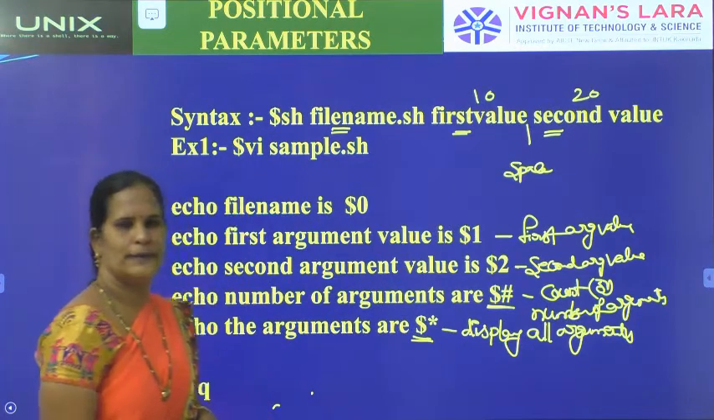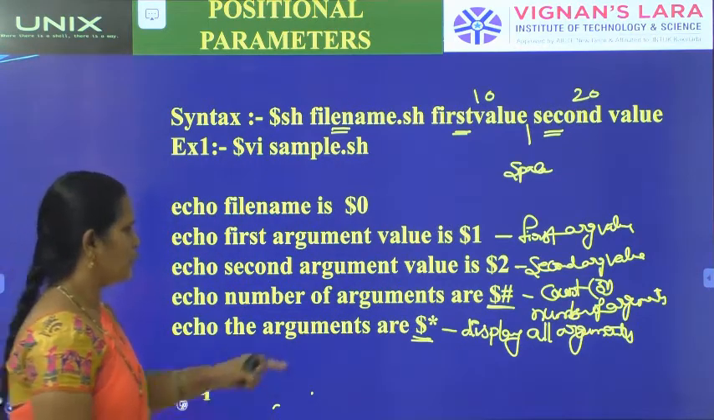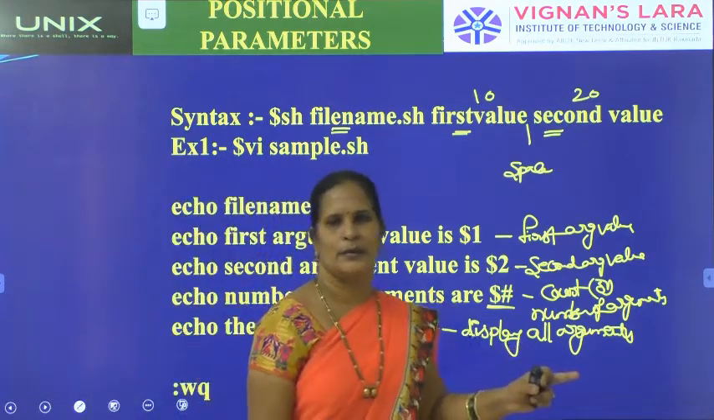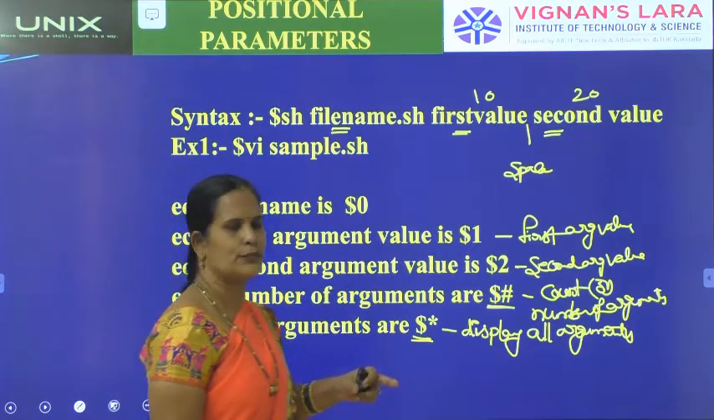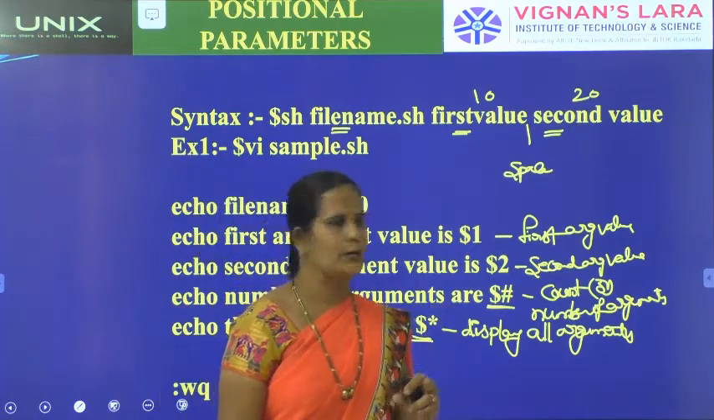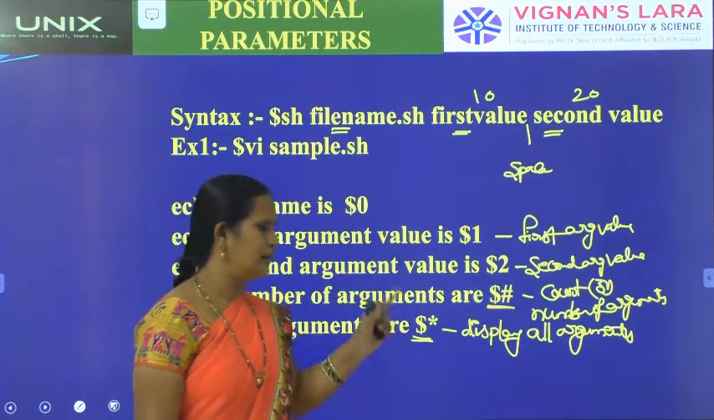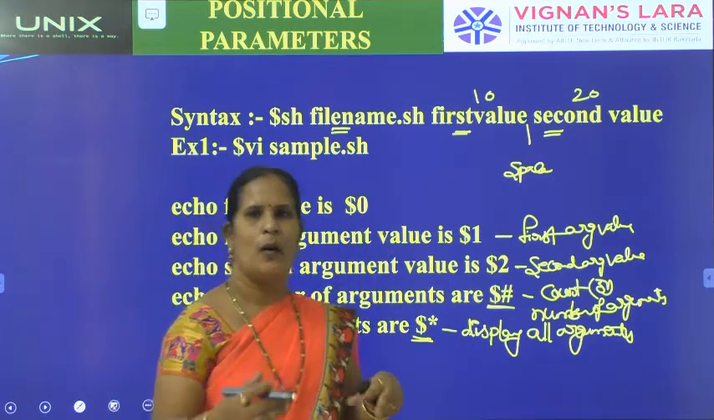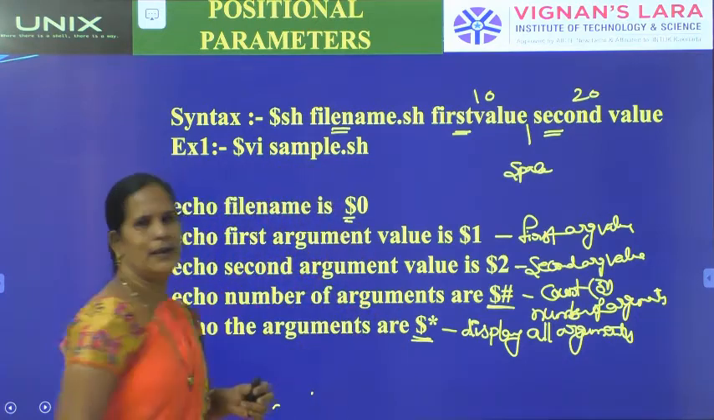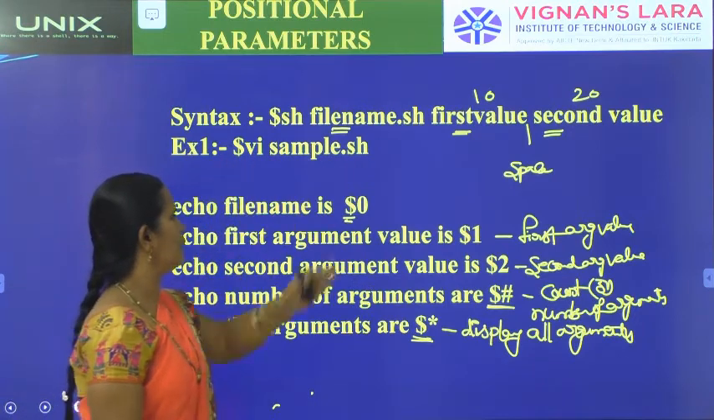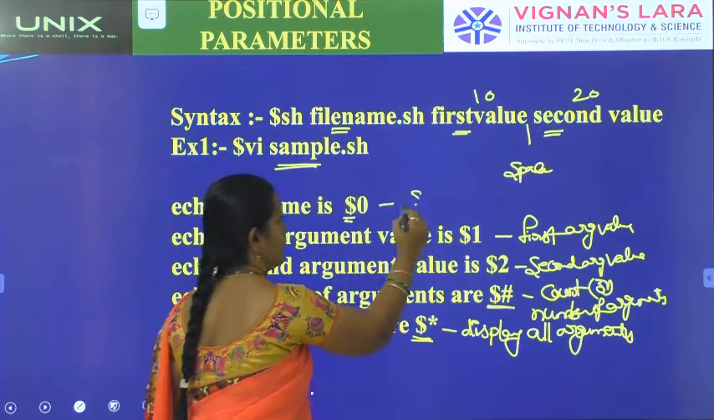Okay, so this displays all arguments. This is about the program. $1 indicates the first argument, $2 indicates the second argument, $# indicates it is going to count the number of arguments submitted to the shell script. Next, $* indicates it's going to display all arguments. Next, $0 means it is going to display the file name. Running sh filename.sh, for this example, is going to display the file name sample.